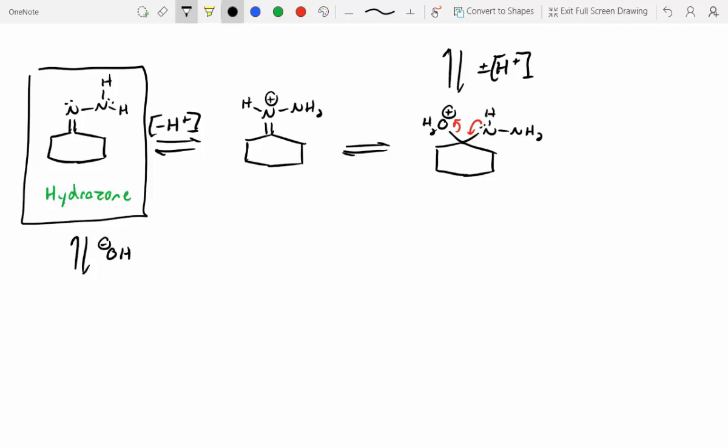So if we've got a strong base around, it's not super favorable, but some of this base can actually come, grab this proton, which will clamp down here, and then push electrons onto this nitrogen. Or onto the carbon, excuse me. That can't happen with just H2O. No, you typically need a stronger base to drive this.